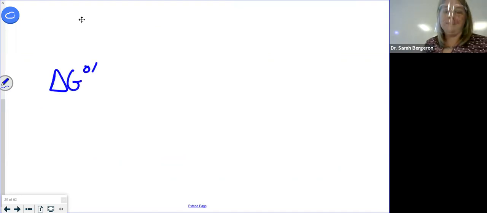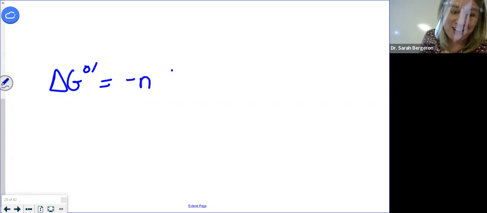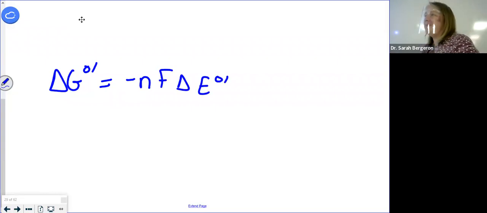Delta G naught prime. Do we have a formula for delta G naught prime that will relate it to our standard potential for transferring electrons? Remember this standard reduction potential? Do we have an equation for that? Yes: negative n, Faraday's constant, delta E naught prime. Okay, so I could use this to calculate delta G.